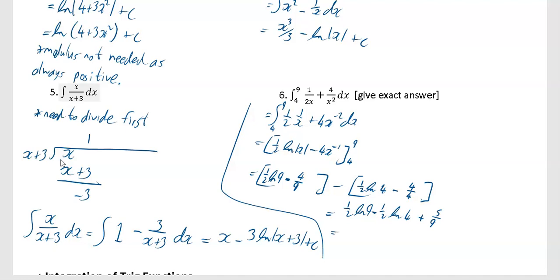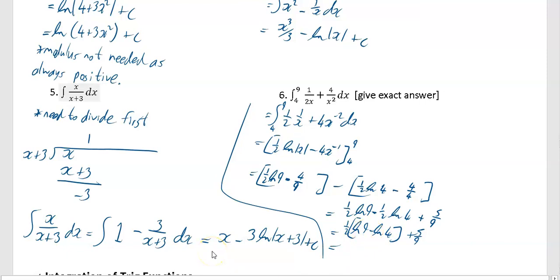Okay, apologies there, phone rang. And so here, tidy this up, you've got a half ln 9 minus a half ln 4. So that really is a half, in brackets, ln of 9 minus ln of 4, and then plus your 5 over 9. So this is your second rule of logs. Log of a minus log of b is log of a over b. So you can write this as ln of 9 over 4.